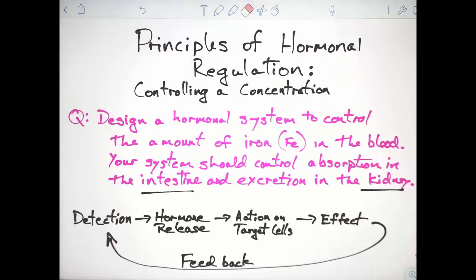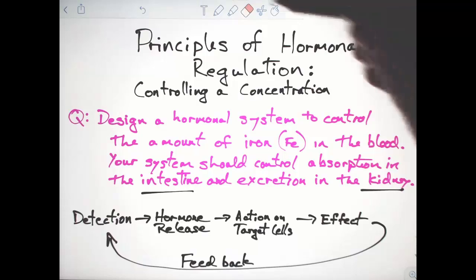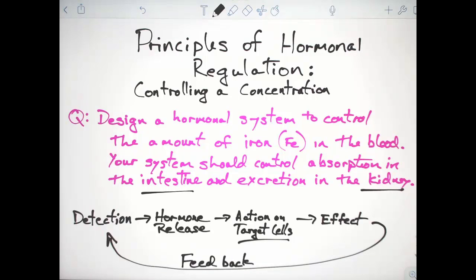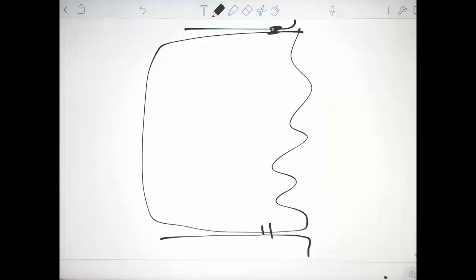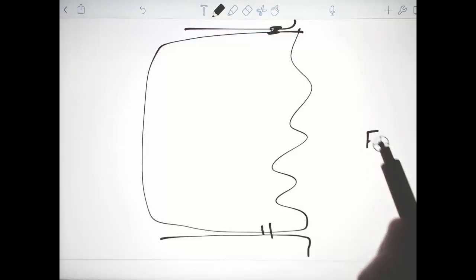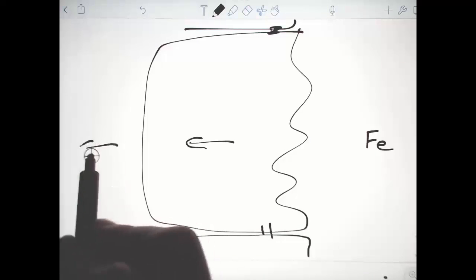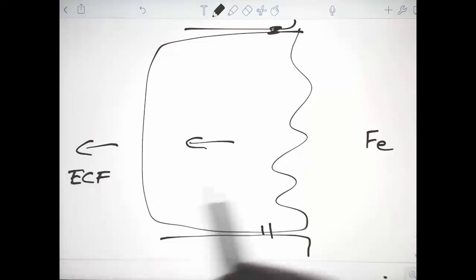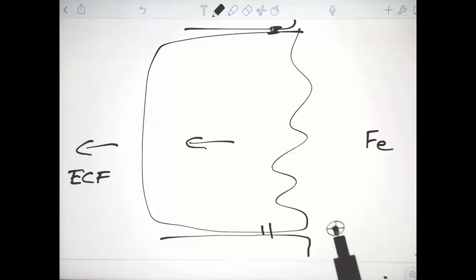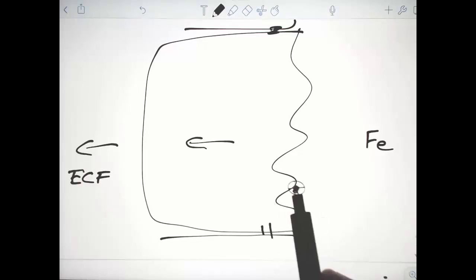Remember that for this sort of system, we can start anywhere. I'm going to start with target cells. I'm going to start with just one target cell in the intestine. When iron is low, we want to move iron that's in the gut into the cell and out into the extracellular fluid. We can do that with a combination of transporters and pumps. We usually want to consider at least one pump.